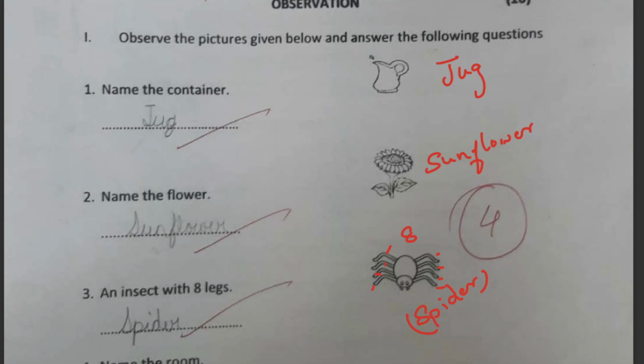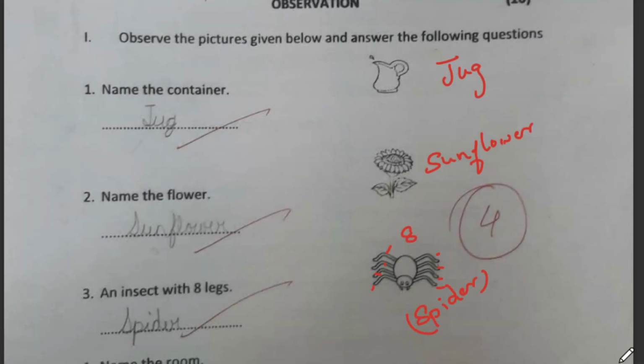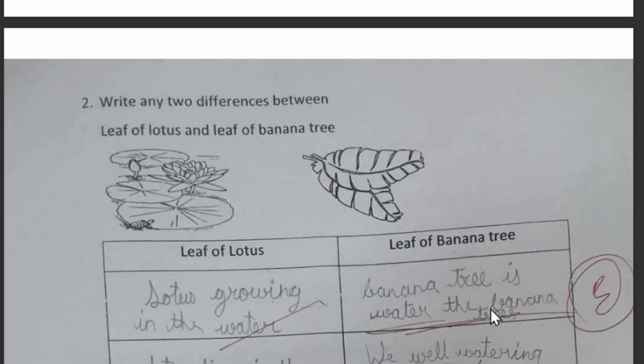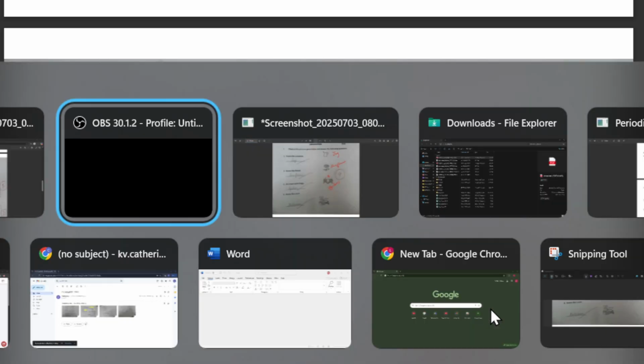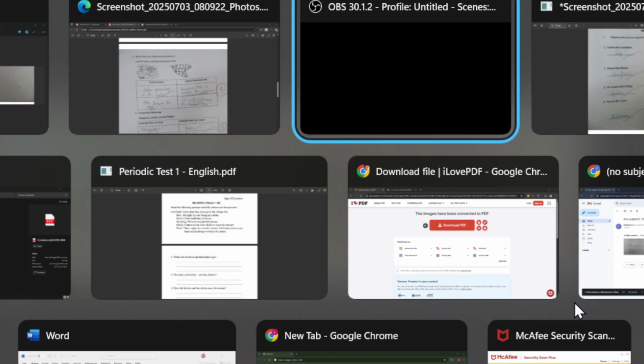And next one minute students, it is hidden. I'll take a screenshot and I'll show you. I think now it will be visible. 1 minute. Yeah, it is visible. So name the room. So what room is this? This is a bedroom. So bedroom.